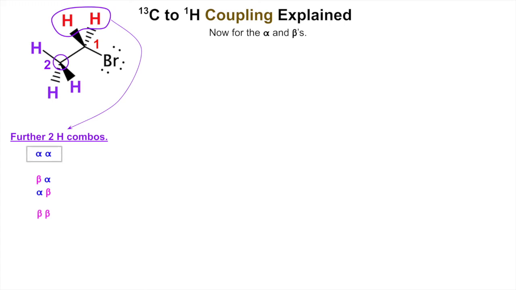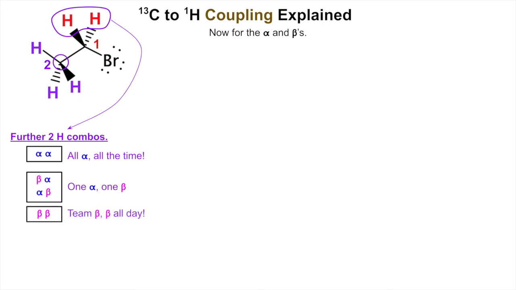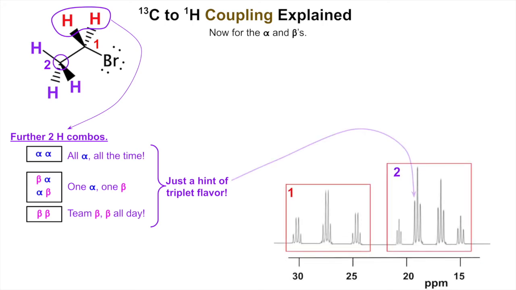Easy, huh? 2 neighbors. So those are unique, all alpha all the time. And then you have 1 of each. Those 2 are unique. And finally, team beta, beta. That's a beta all day. So since those 2 neighbors for this carbon are further away, they just give a hint of a triplet flavor. So we see that on each of the quartet parts. See those 3 there? And that's why we see the triplets here, here, here. And again, the all alphas is the more downfield. The combo, 1 alpha, 1 beta, taller in the middle. And the beta, beta farther upfield on the right there.